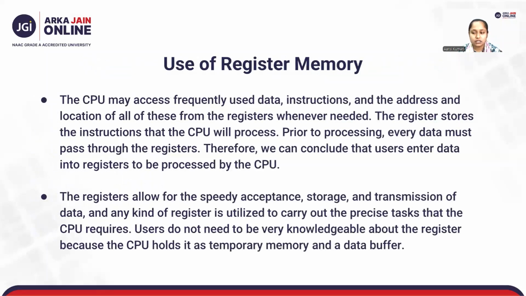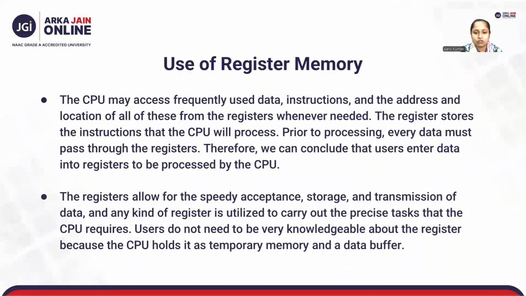Next, use of register memory. The CPU may access frequently used data, instructions, and the addresses and locations of all these from the registers where needed. The register stores the instructions that the CPU will process. Prior to processing, all data must pass through the registers. Therefore, we can conclude that users enter data into registers to be processed by the CPU.